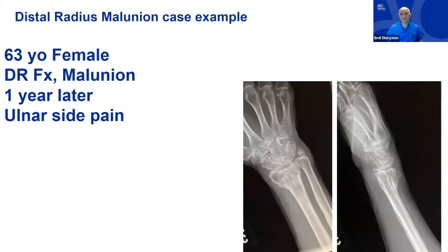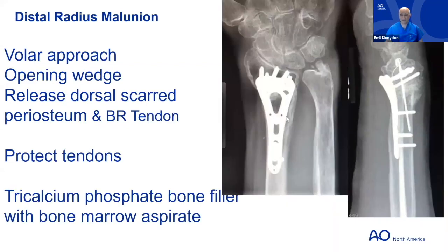What to do now? Of course, we offered her osteotomy, and we did the osteotomy and also fixed the ulnar styloid. And that helped her. At the end of it all, it wasn't perfect, but she felt better. The ulnar wrist pain did resolve. She still has significant residual stiffness.